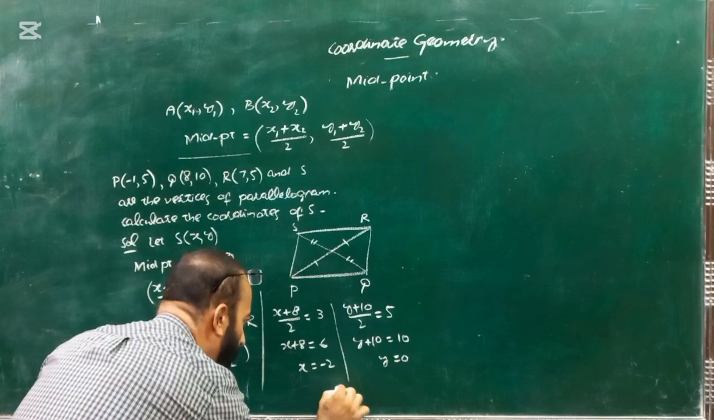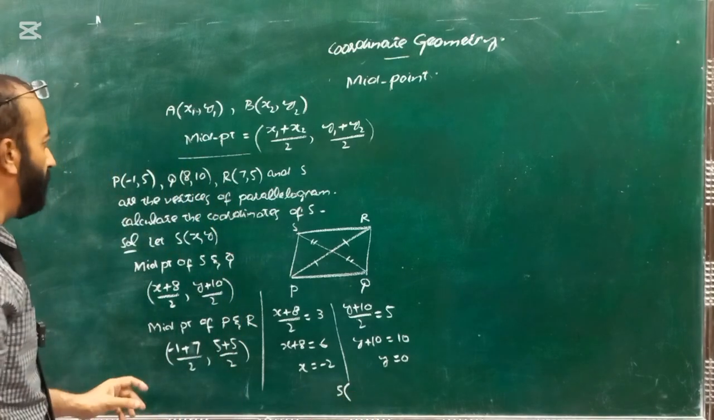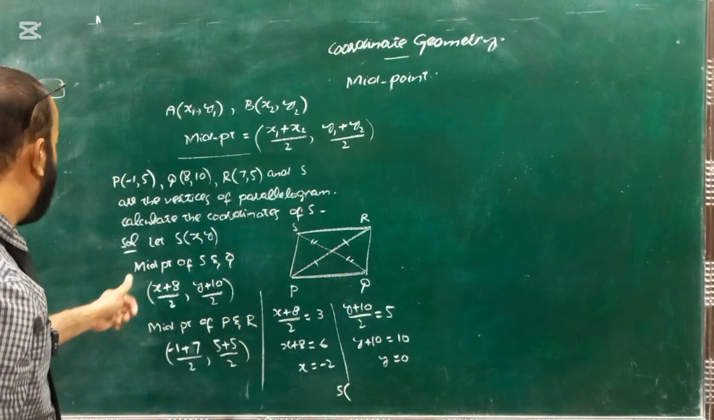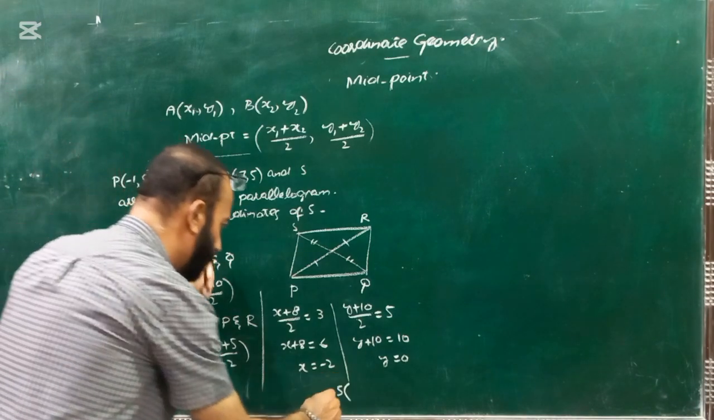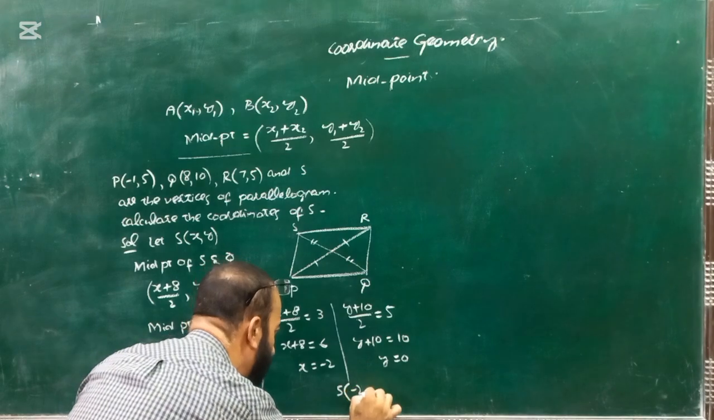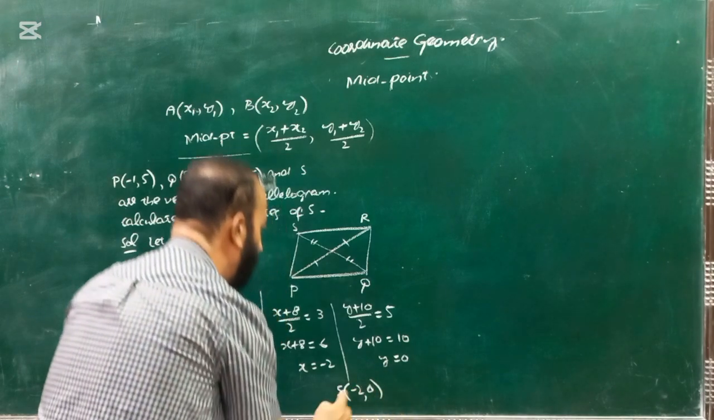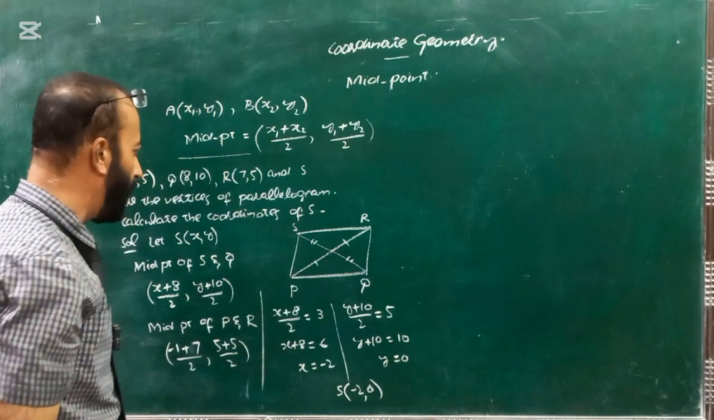So it means the S point, the coordinate we let in the beginning as (x, y): the x coordinate is minus 2 and the y coordinate is 0. So it means S is (minus 2, 0). So these are the coordinates of S.